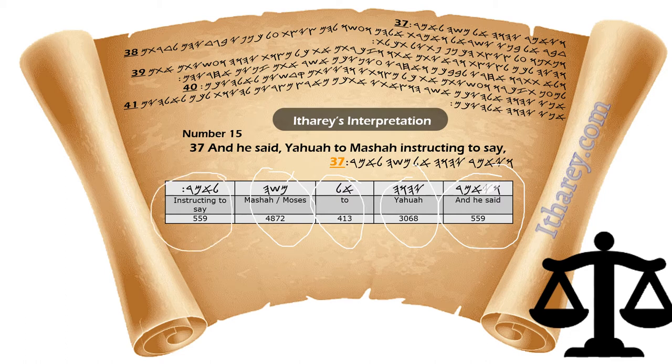The next word is two words. Basically, this is a prefix, the Lamed symbol, and it means to or instructing to. To get more information, you have to read my book. And again, we have the word Amar repeating itself.